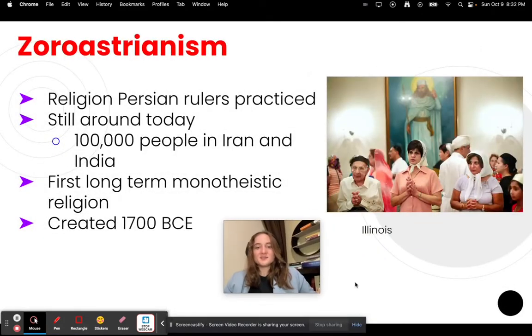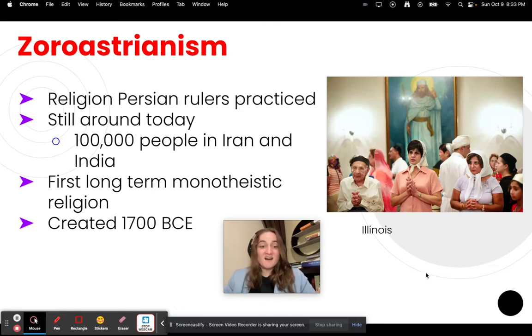All right, so I'm going to tell you a little bit why. This religion is actually still around today. About 100,000 people in Iran and India are Zoroastrianists. Here's also a picture. This is from Illinois, so there's even a temple in Illinois. And then here's some of the worshippers.